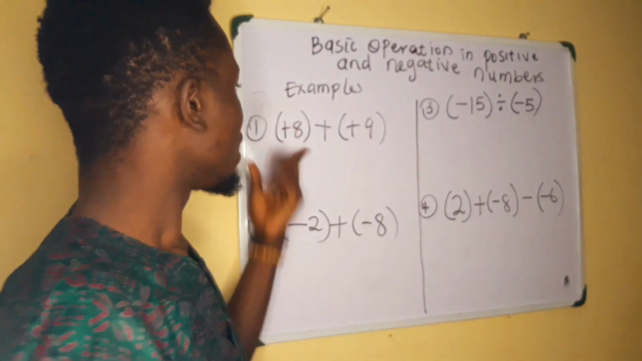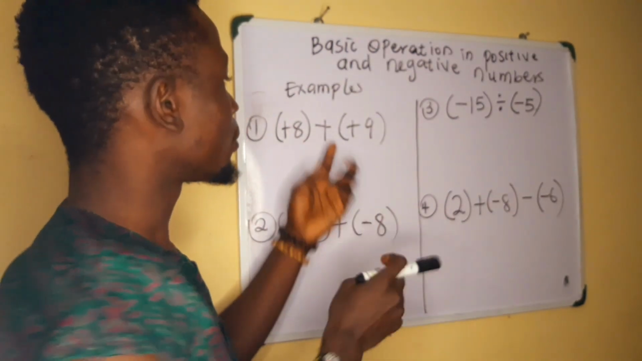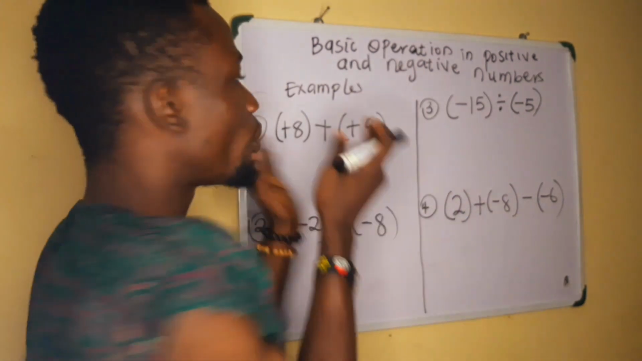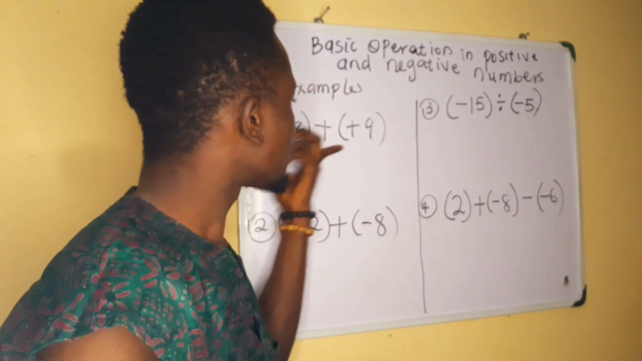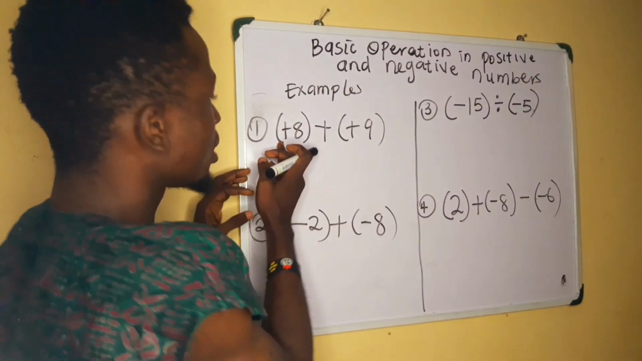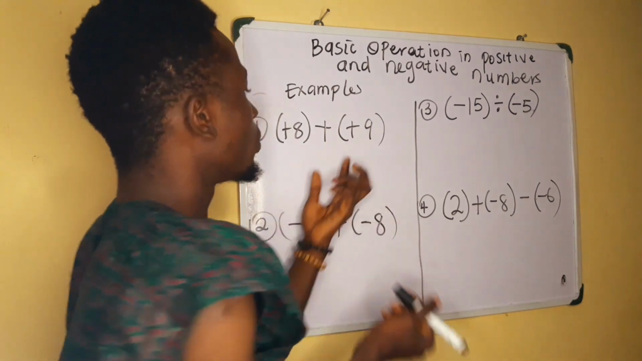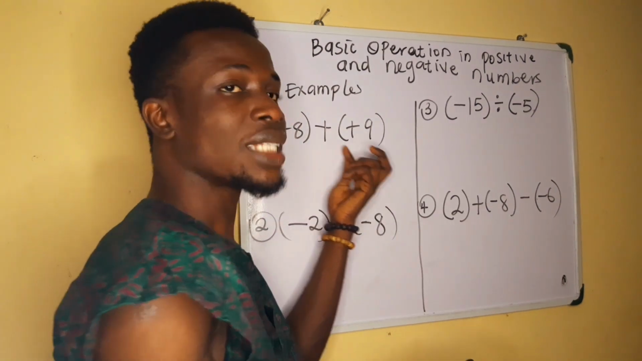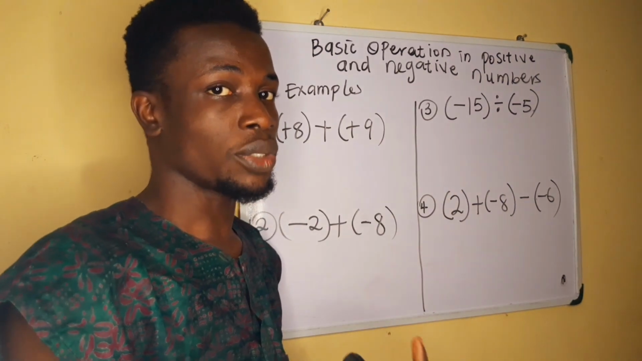So, first example is bracket positive 8 plus bracket positive 8. Now, what do we do in this case? The first thing we need to do is solve this, because there's no preceding number before plus 8. What do I mean by solving it? We're going to do positive times positive first. So we'll be left with one sign. I hope you're following what I'm doing.